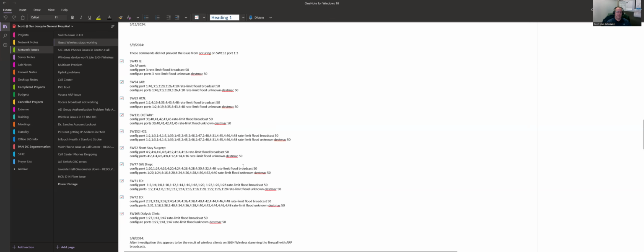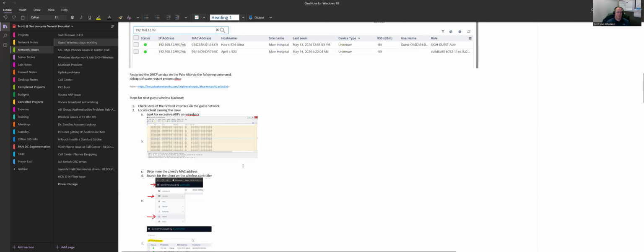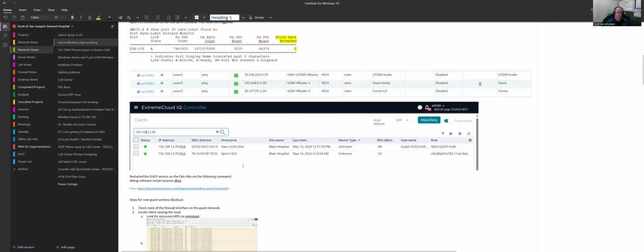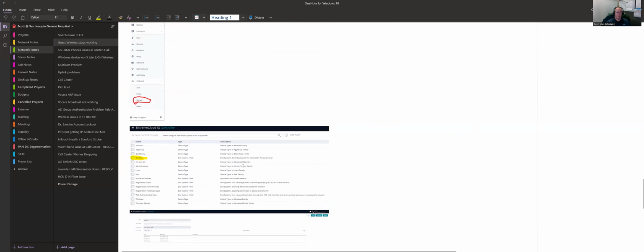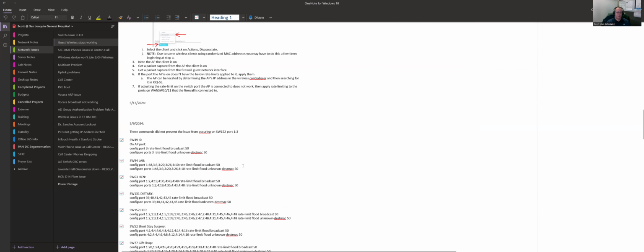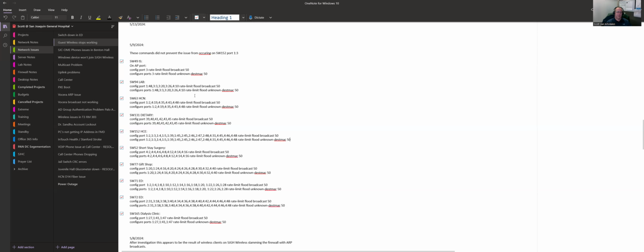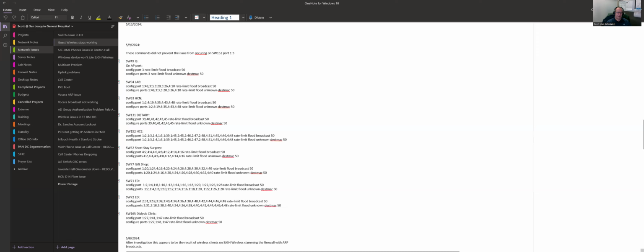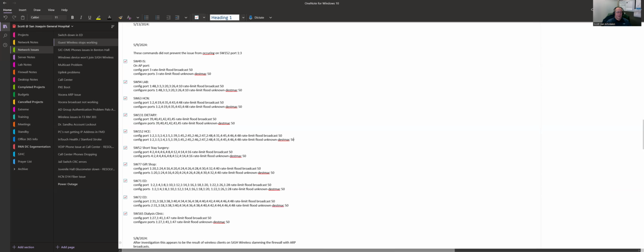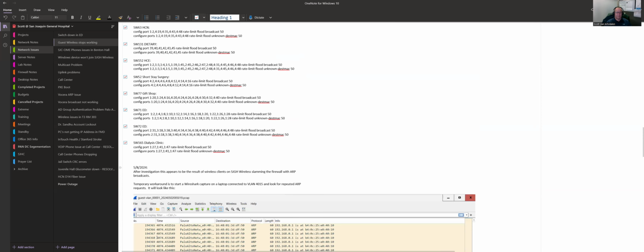And this is just a small sampling here. I don't know if I put the rest in. No, I didn't put the rest in these notes. But yeah, pretty much 3 times this is what I put these different rate limits on these switches. So that didn't work.